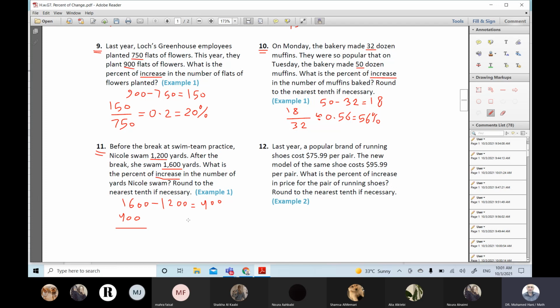And who can tell me what is the basic amount? What is the whole number here? Is it 1,200 or 1,600? 1,200. Great, 1,200. Then here we want to divide 400 divided by 1,200. The answer will be about 0.33 as a decimal, and as a percent will be 33%.